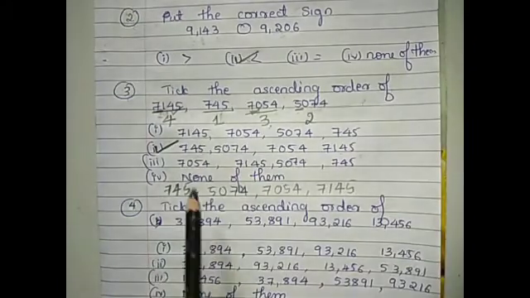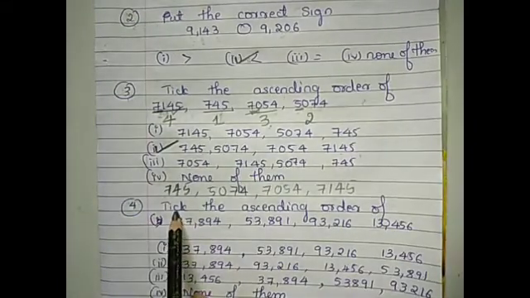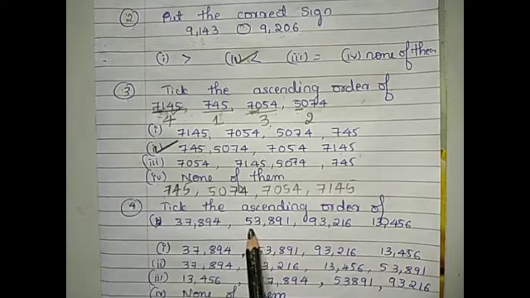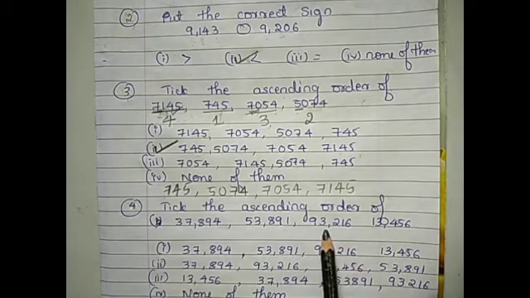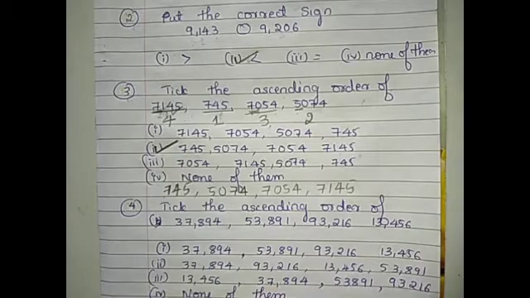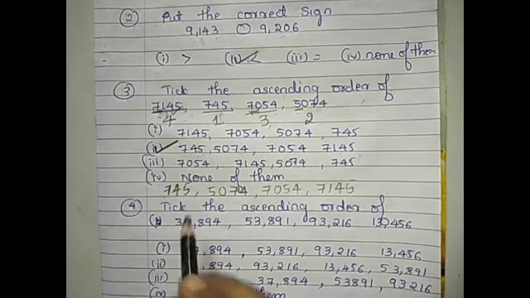Then the fourth one, tick the ascending order of 37,894, 53,891, 93,216, 13,456. So first we have to count the number of digits in each number.